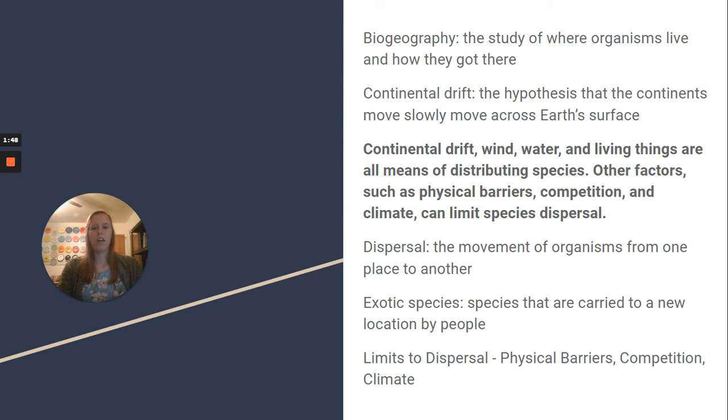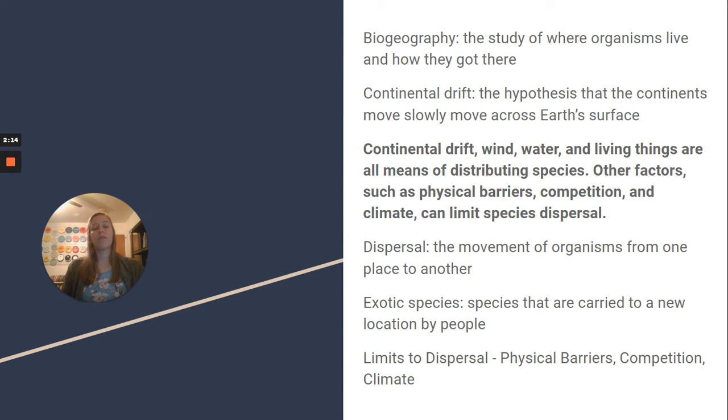And then Lesson 4, Biogeography, the study of where organisms live and how they got there. Continental drift is the hypothesis that the continents move slowly across Earth's surface. Continental drift, wind, water, and living things are all means of distributing species. Other factors, such as physical barriers, competition, and climate, can limit species dispersal.